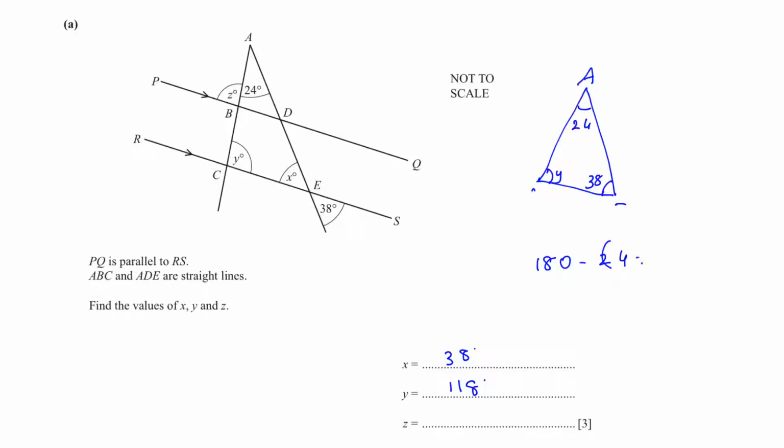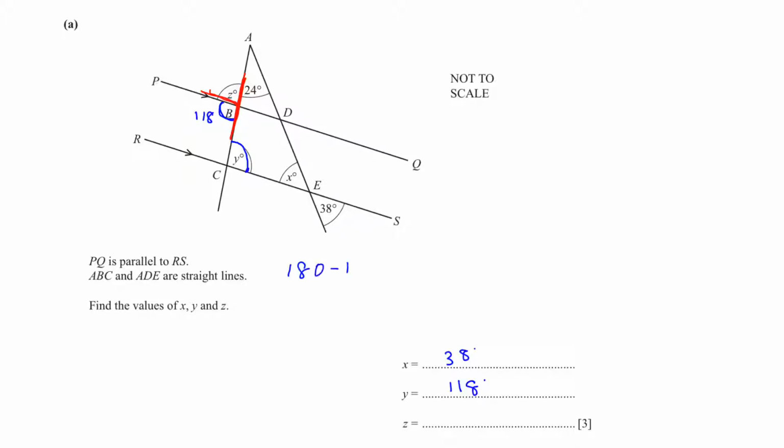118. To find the Z, we know that angle B will equal angle Y because they are alternate interior angles, and alternate interior angles are equal. So this is 118. And then you can see that angle B and Z are straight angles. Straight angles also equal 180. Therefore, Z is equal to 180 minus 118, which is 62.